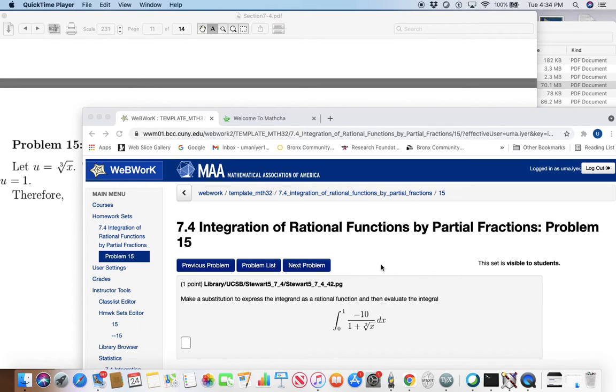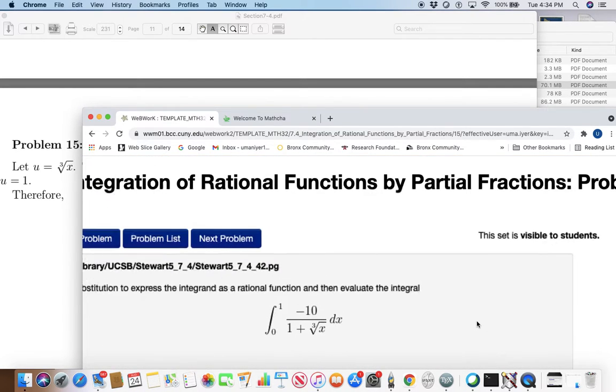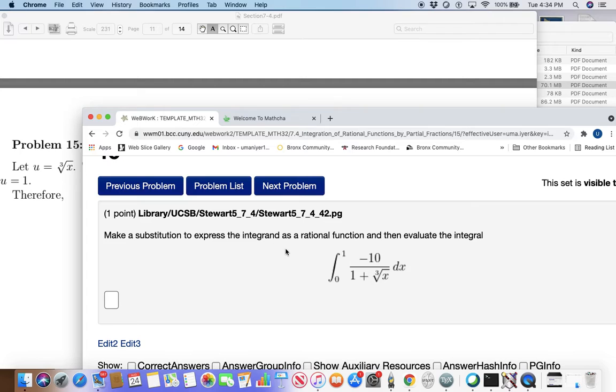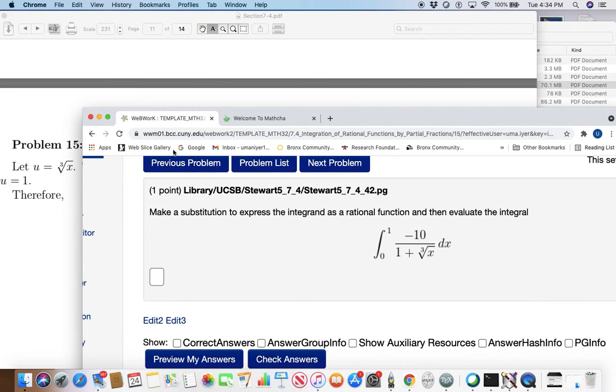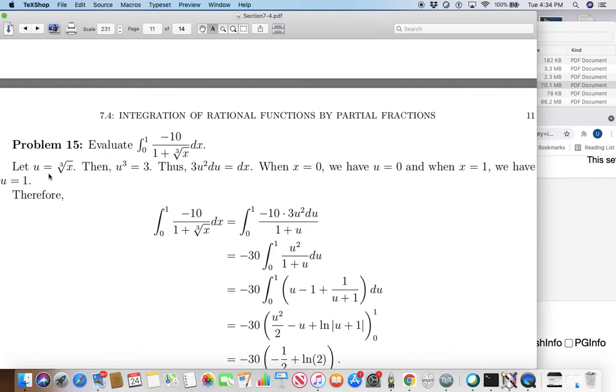Back. Problem 15. Make a substitution to express the integrand as a rational function, then evaluate the integral. So this is the definite integral from 0 to 1 of negative 10 over 1 plus cube root of x dx. So let's see. Let's take u equals cube root of x.